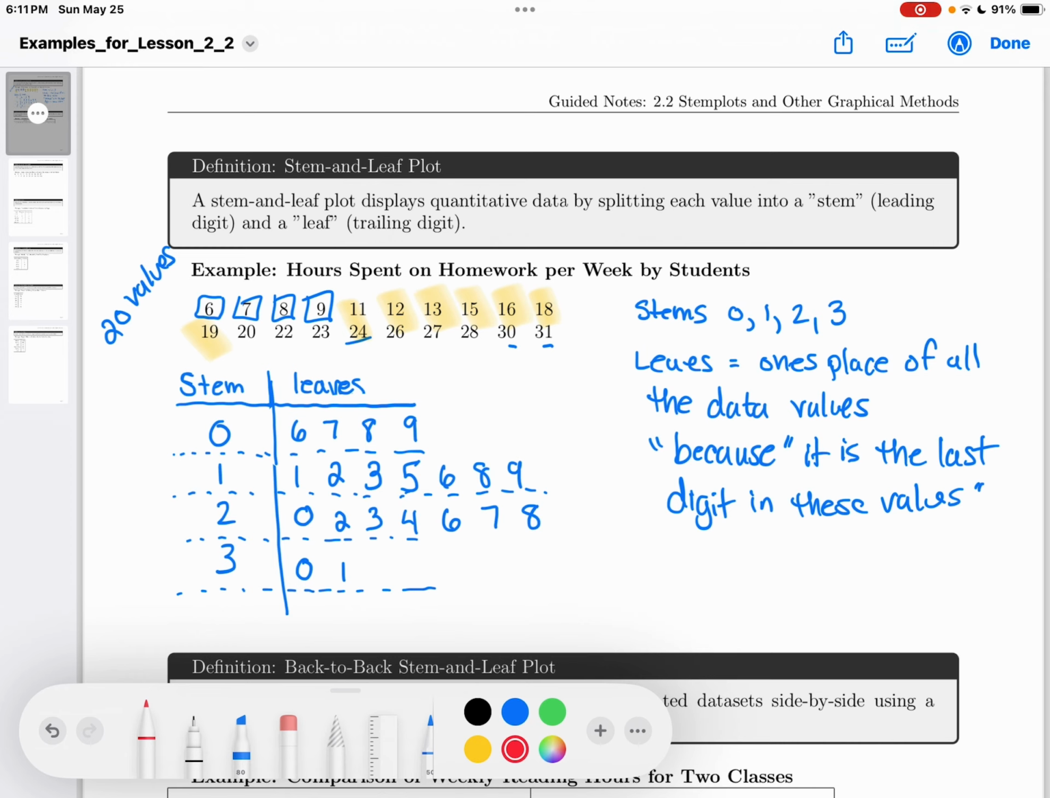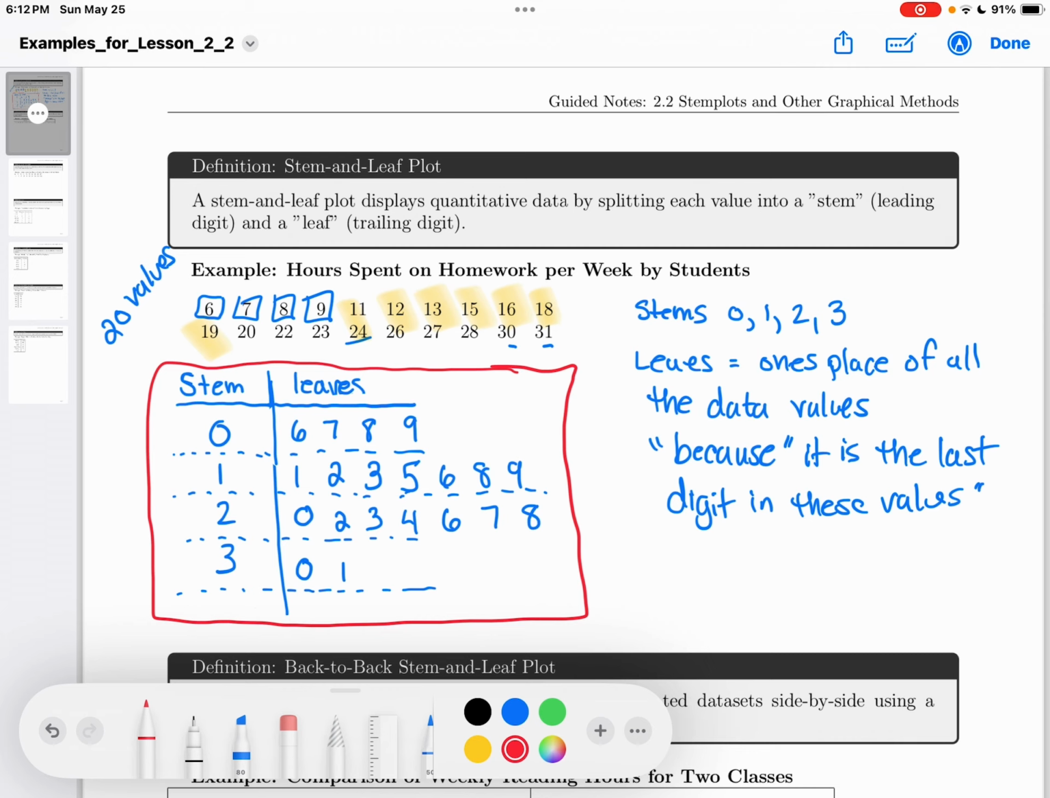One way to look at this, think of it like a histogram, a small histogram tilted 90 degrees right. So this is a class. Anything in the zeros is a class. So I would have a count of 1, 2, 3, 4 values, the 6, 7, 8, and 9. Think of 1 as the class, and we would have 1, 2, 3, 4, 5, 6, 7 values in class 1 for anything that's between 10 and 19.